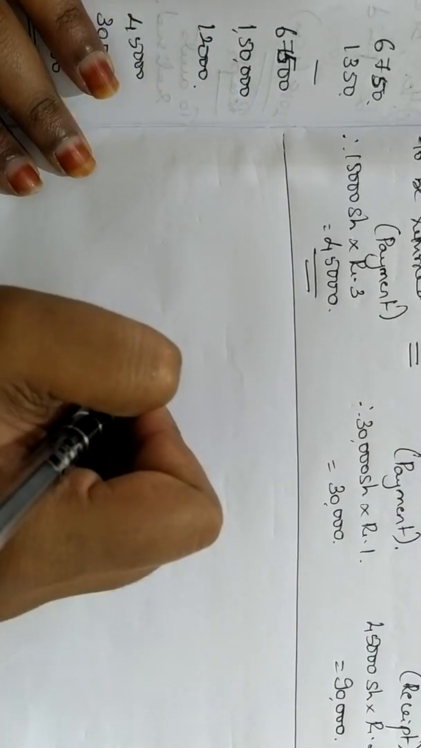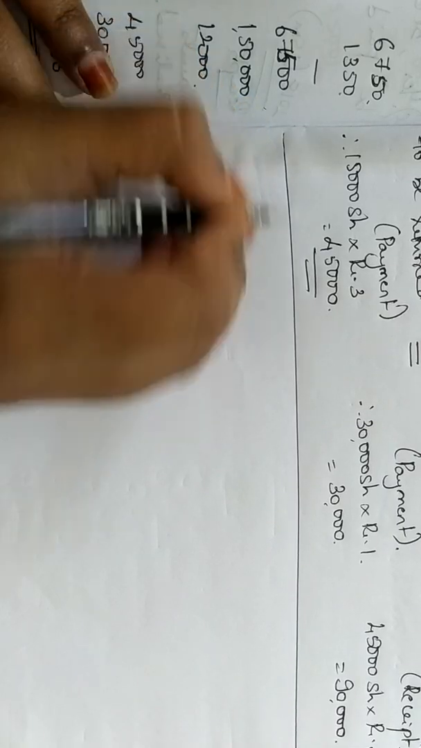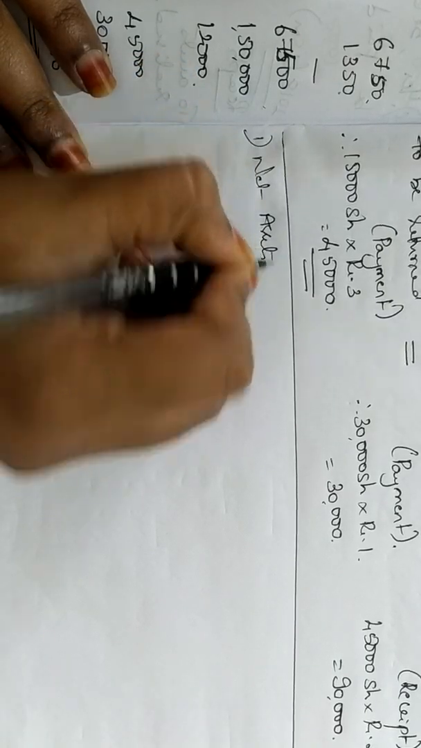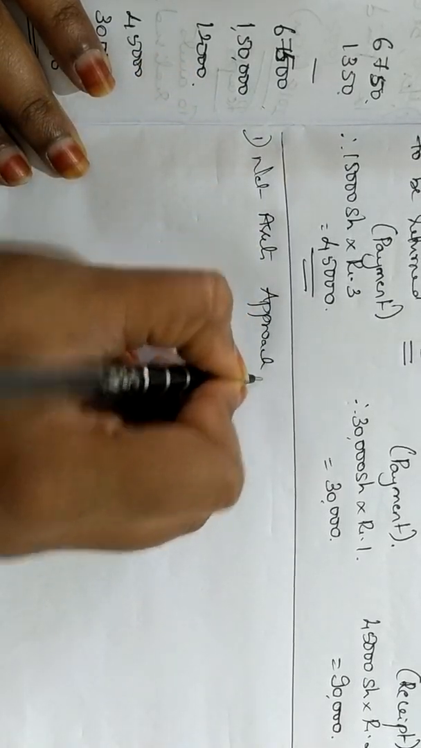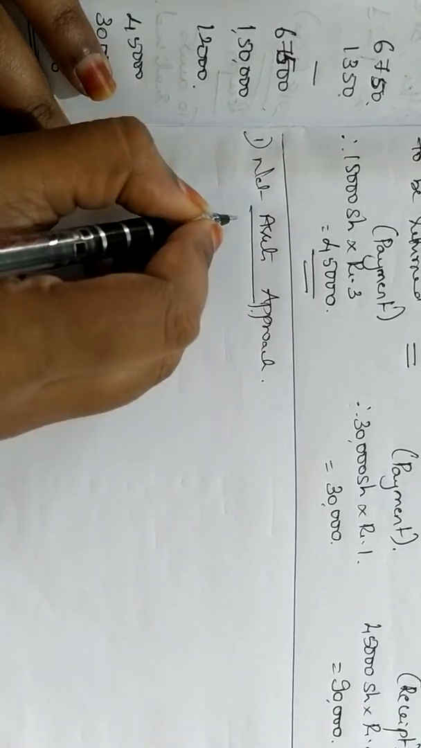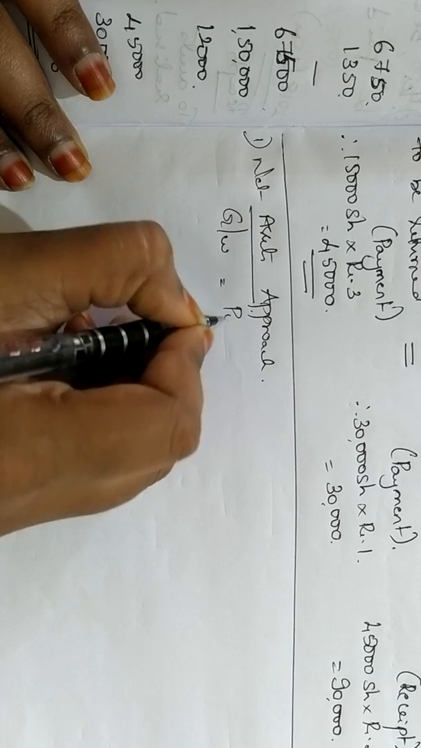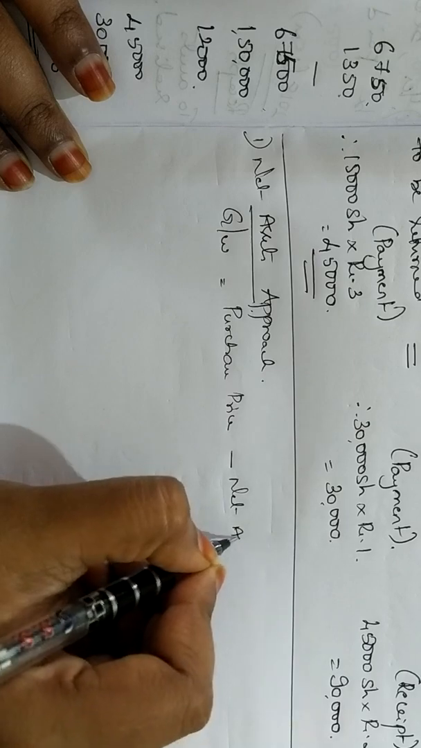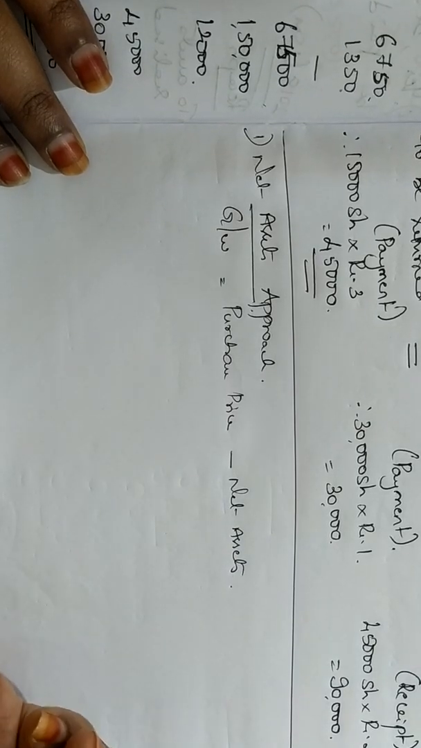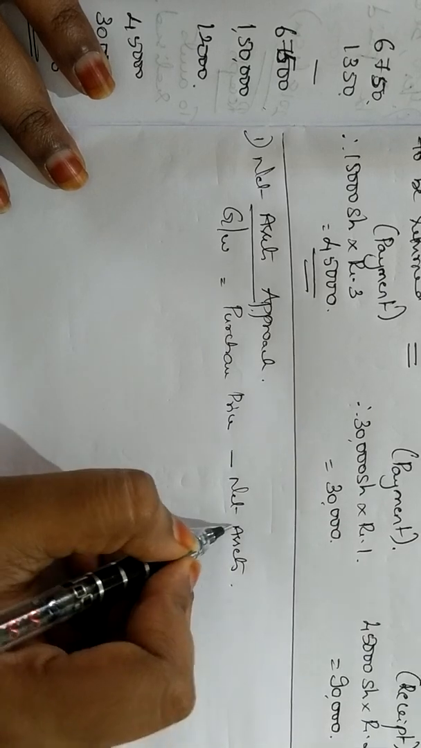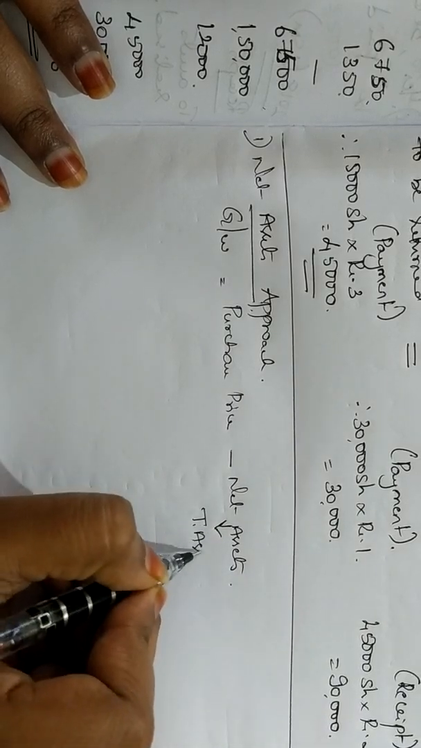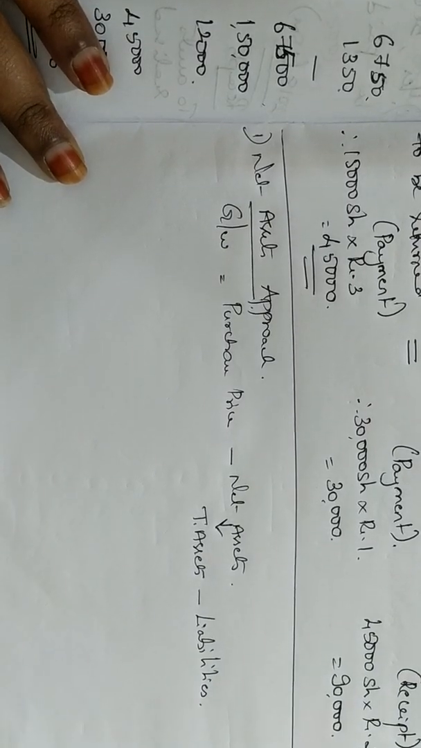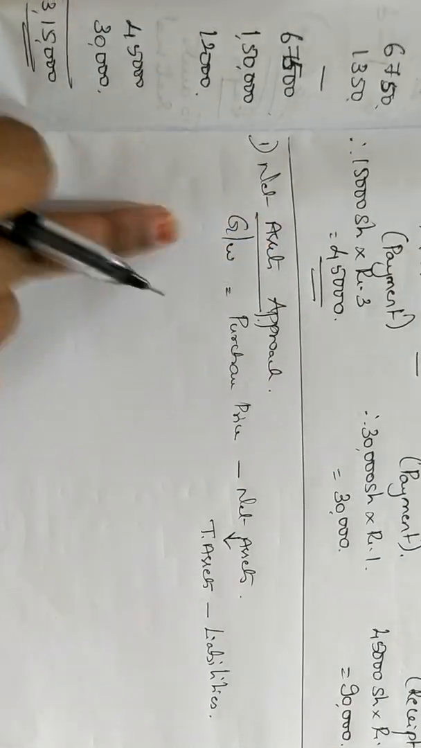I hope you have written the theory notes. So now you just have to write methods of valuation of goodwill and write the first method as net asset approach. Okay, first I will write the formula and then we'll do the problem. So under the net asset approach, your goodwill will be purchase price minus net asset. Purchase price and purchase consideration all mean the same. Net asset is your total assets minus liabilities. So this is the formula to calculate your goodwill under the net asset approach.